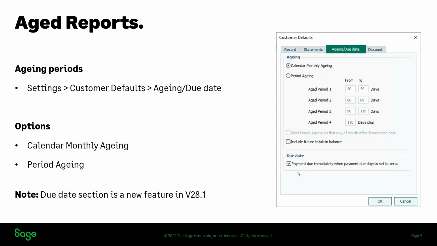So you may have customers that you're not going to give payment terms to because you want that immediate payment, in which case you need to tick this box and make sure that their due date is set to 0 days. So that was just something that came in, and that was based on customer feedback as well, and it came in 28.1, which was last summer.